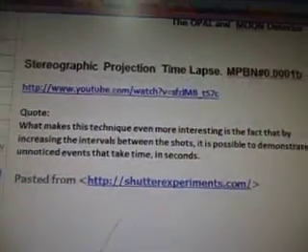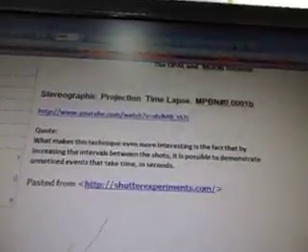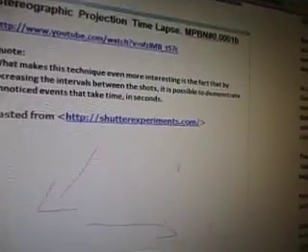So the stereographic projection time lapse is, actually I'll show you this video here. I found this on YouTube under Blind Summit Films. He shows what a time lapse looks like. Okay, you can go to his YouTube video to look at it. I'll have the link up there for you. The quote is, "What makes this technique even more interesting is the fact that by increasing the intervals between the shots, it's possible to demonstrate unnoticed events that take time in seconds." That's called shutterexperiments.com.